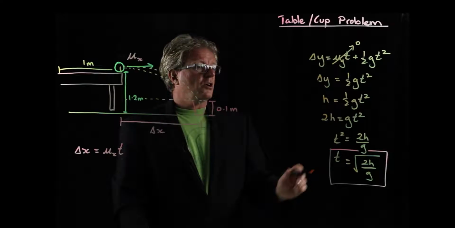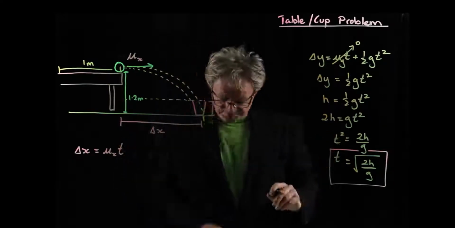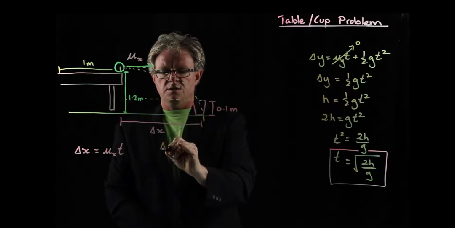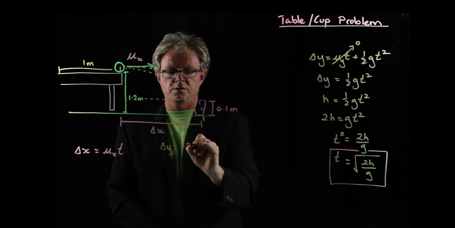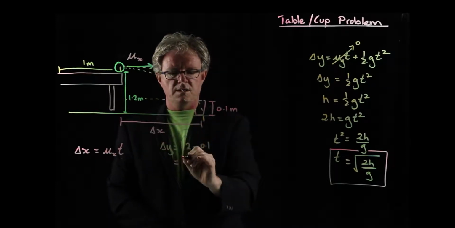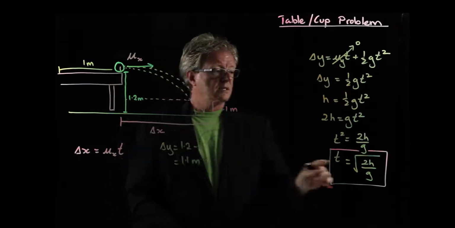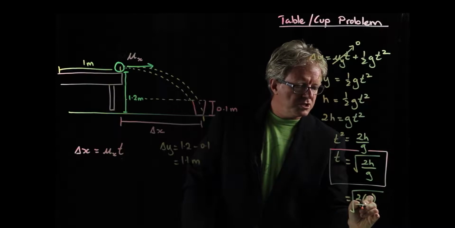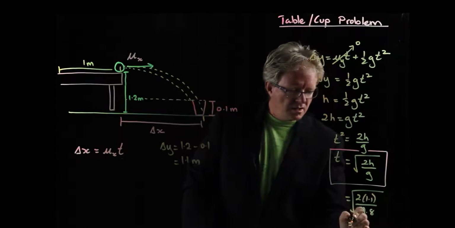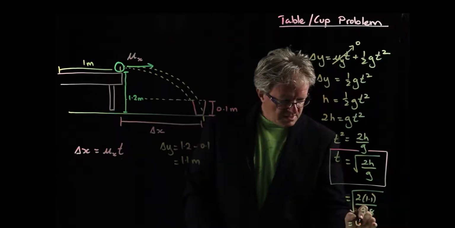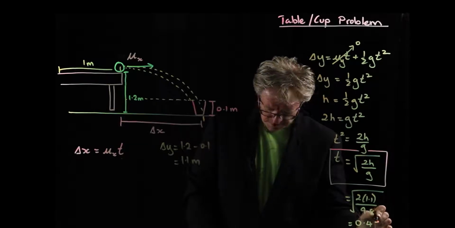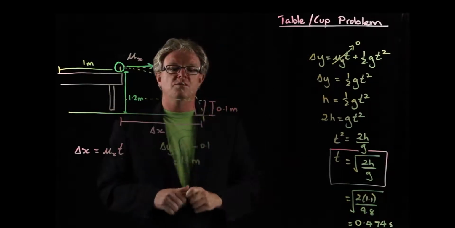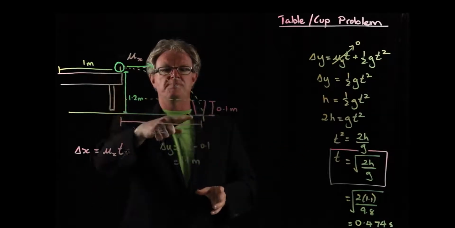Okay. So if we plug our values in, what do we get? Well, the change in y, the h here. Change in y is equal to 1.2 minus 0.1, so 1.1 meters. And so 2 times 1.1 divided by g, 9.8. And when we do the calculation, it's 0.474 seconds. That's the time of flight.